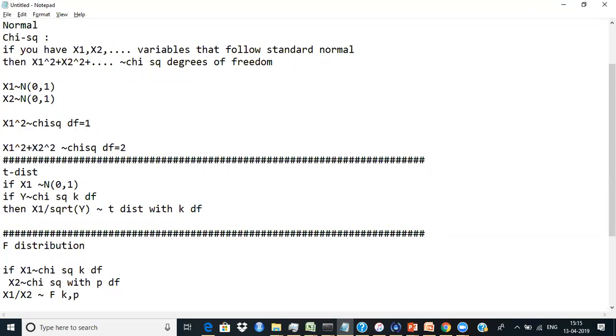Because there are 2 chi-square, there will be 2 degrees of freedom here. If x1 follows chi-square with k degrees of freedom, x2 follows chi-square with p degrees of freedom, x1 by x2 will follow F distribution with k comma p degrees of freedom. To interpret it very easily, you can imagine F as ratio of square of 2 normal distributions. What is chi-square? Square of normal distribution. This is ratio of square of 2 normal distributions. Make sense?